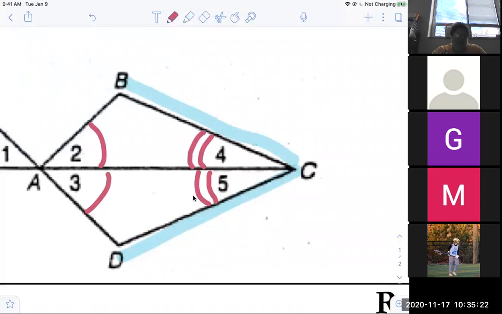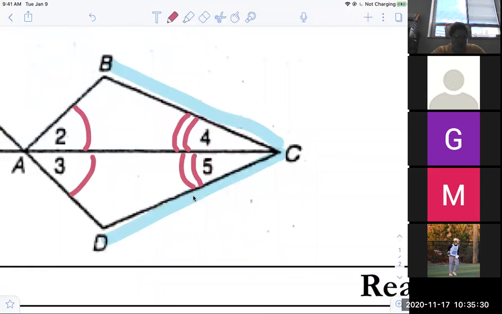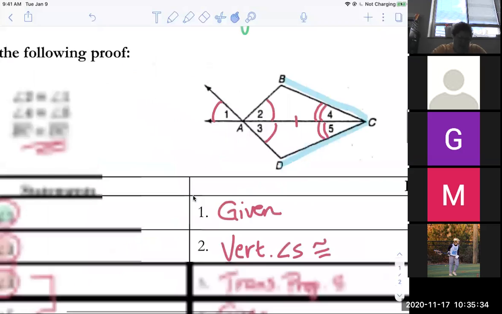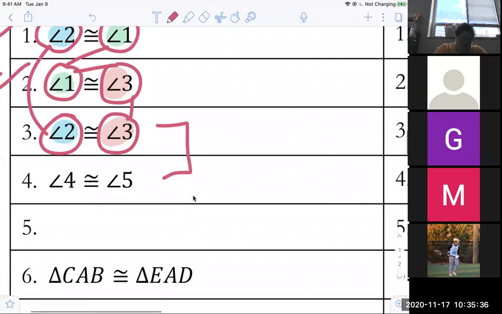So don't get intimidated by the fact that this is in proof form. It's the same exact thing that we were doing before when I would be like, here are the triangles, what pieces do we know? And we could mark that congruent by reflexive. So yes, segment AC is congruent to segment AC.